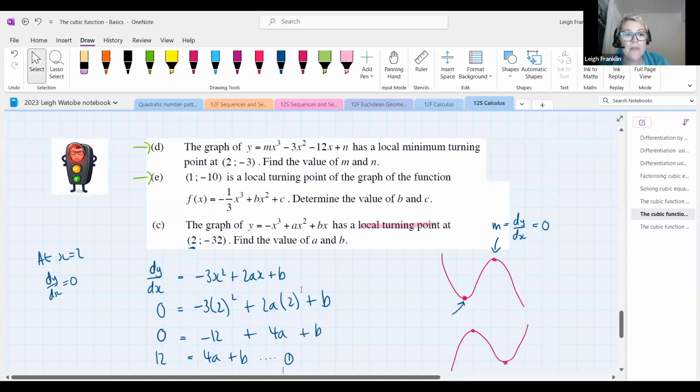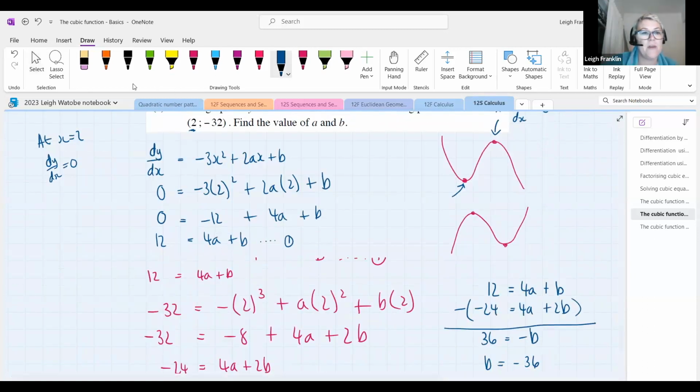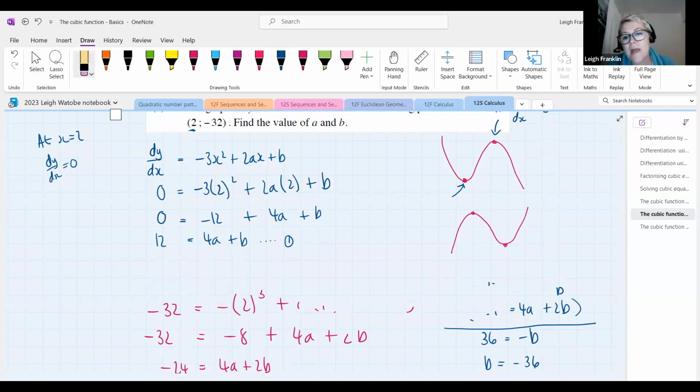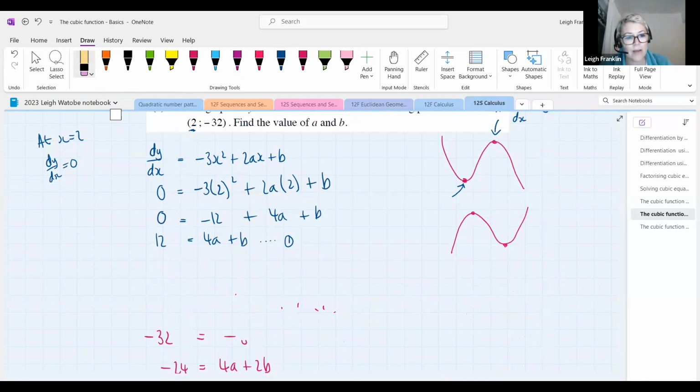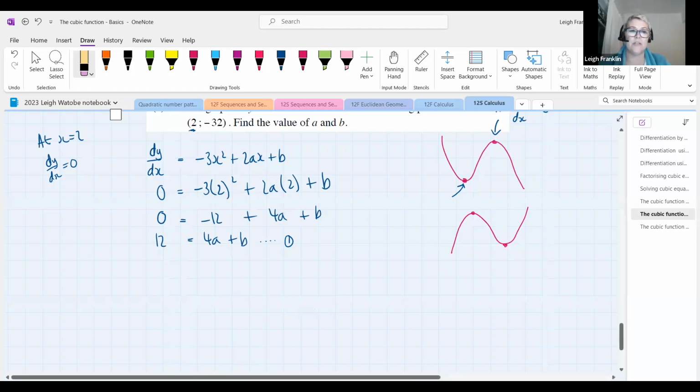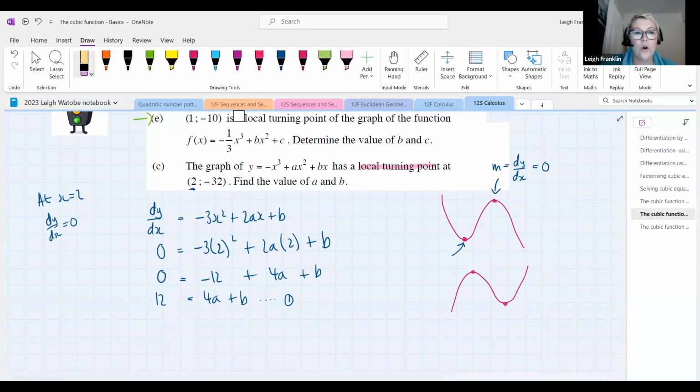Okay. Now, the other thing that you can do with the information that they've given you, sorry, let's get rid of all of this, is you can sub in that point into your equation. So you use the derivative, make the gradient equal to 0 and sub in what your x is. And then you can also sub the point into the equation. So in other words, you are going to replace this y over here with negative 32, and you are going to replace the x with your 2.